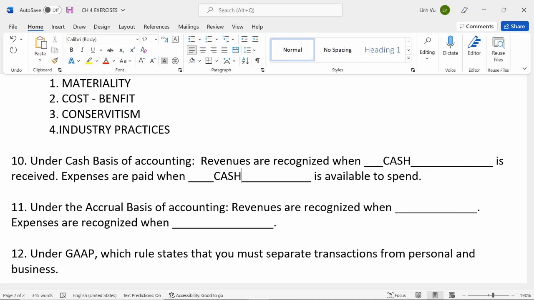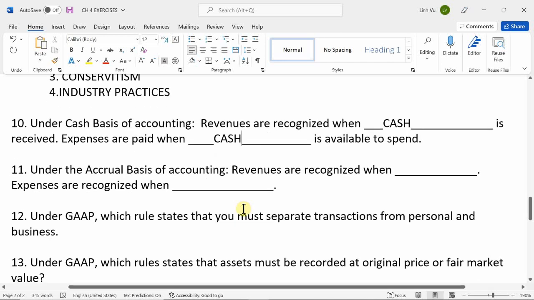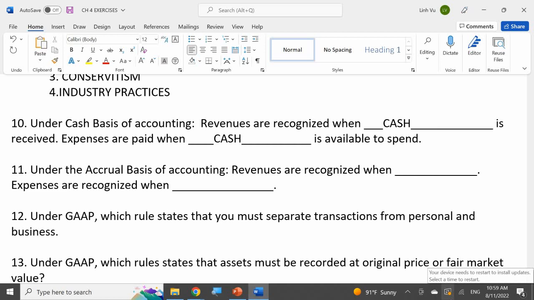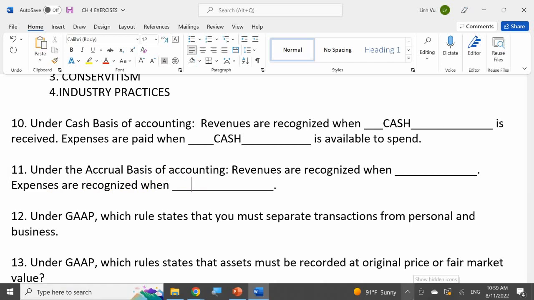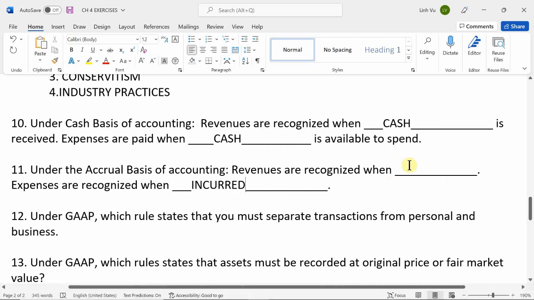Cash, cash, cash, right? Okay, under the accrual basis of accounting, revenues are recorded when blank, and expenses are recognized when blank. When transactions occur. Okay, so incurred would be expenses, right? Because it has to be when it's completed. But when do you record revenue? When you earn it. Correct.